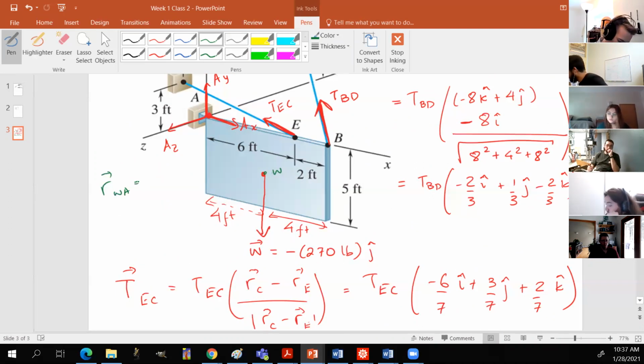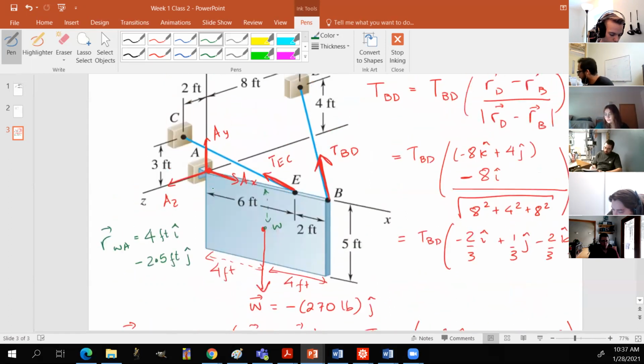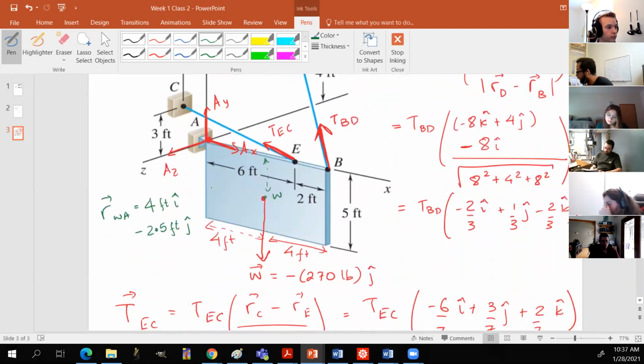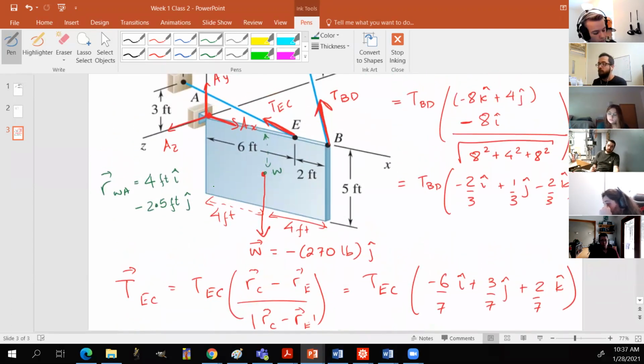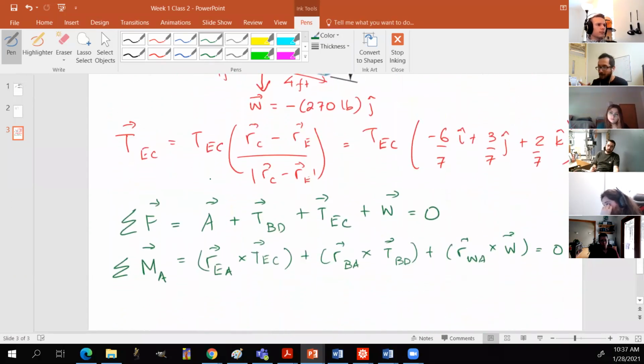right? We know in the I hat direction, it's how much? 4 feet, right? So that's 4 feet in the I hat direction. What is it in the J direction? It's just 5 over 2, but you're going in the minus J direction, right? So minus 2.5 feet J hat. All right. Everything else we've already worked with before. So when inputting into Mathematica, you would define all of the terms and then you would just put in the force equation and the moment equation. I'm going to show you that.